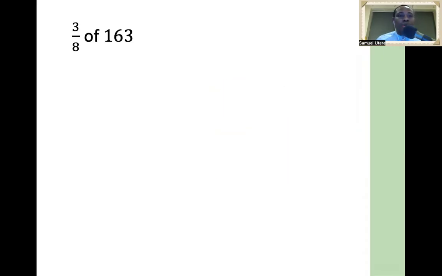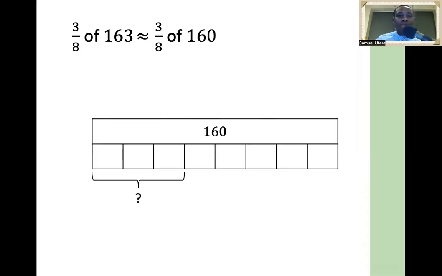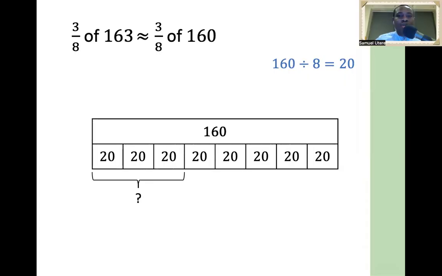How could we use estimation to check this calculation? Well, we know that 163 is closer to 160. So this calculation simplifies to 3/8 of 160. And you know, when we did fraction of amounts, we divide by the denominator and we multiply by the numerator. So this simplifies to 160 divided by 8. And then we need 3 lots of that. So we'll do whatever result we get times 3, which is 60.